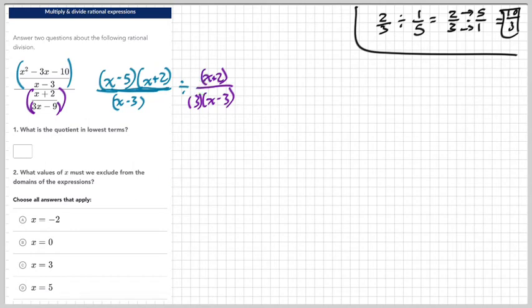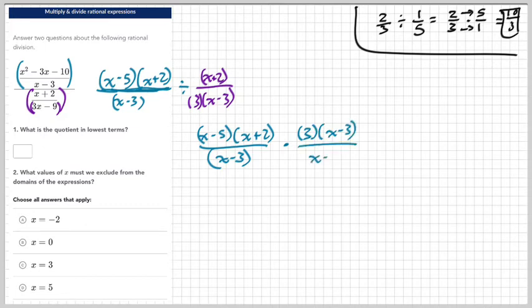All right. So let's do what we did up here. Let's multiply by the reciprocal. So I'm going to rewrite the first one. Nothing changes. But then I'm going to change to multiplication and flip. Find the reciprocal of the second fraction. All right, so there you have it. Now, do you guys see any common factors that we can cancel?